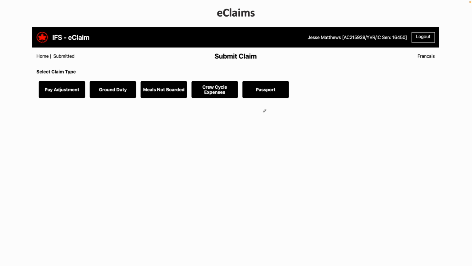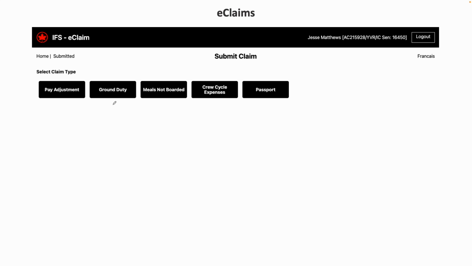Within Submit Claim, there are 5 categories of eClaims that you can make. The first is Pay Adjustment. This is used whenever you find a mistake of some sort with your flight attendant or service director pay. This would be missing minutes, for example. Perhaps you're paid at the wrong rate of pay. There's multiple reasons that you would use this particular section to make a pay claim.